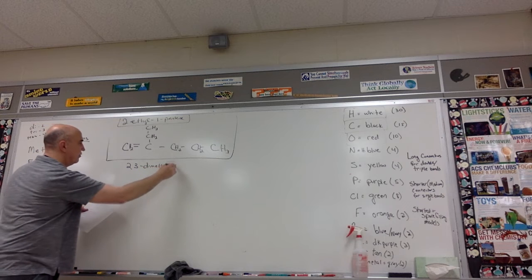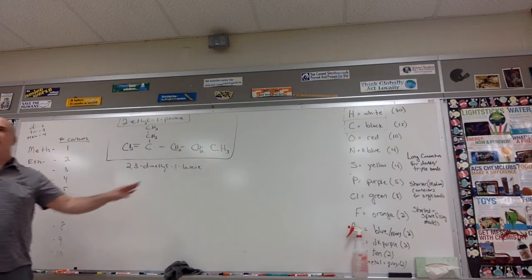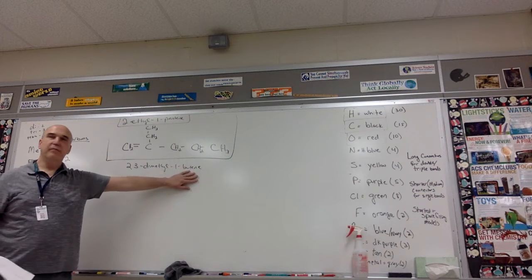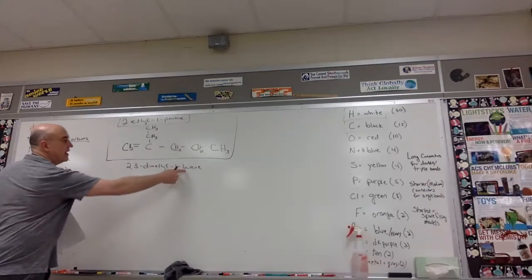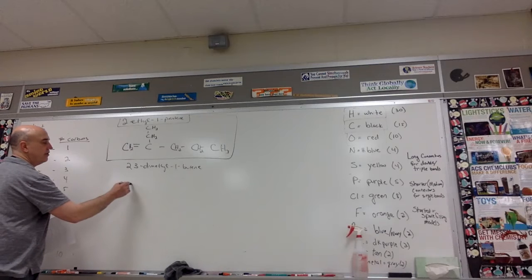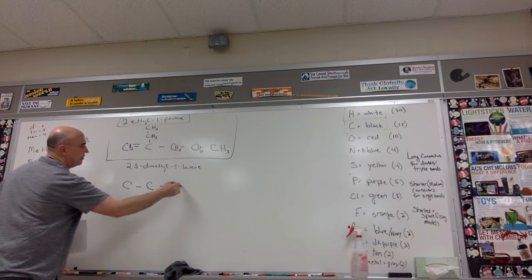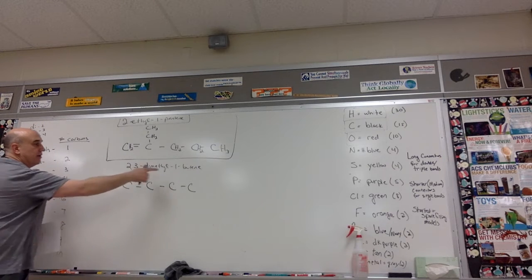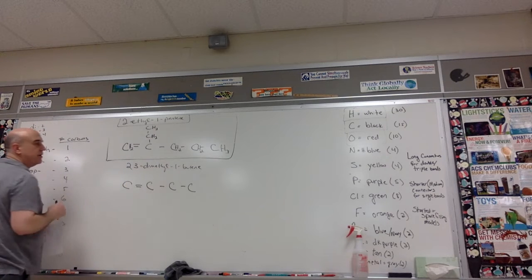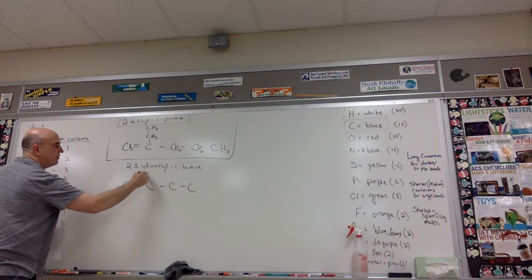2,3-dimethyl-1-butene. Again, when you draw these, I work backwards. I look at what my base is and then I attach my stuff to it. So butene, how many carbons are we going to have? 4. And the double bond is off the first carbon, and I have methyl groups off the second and third.